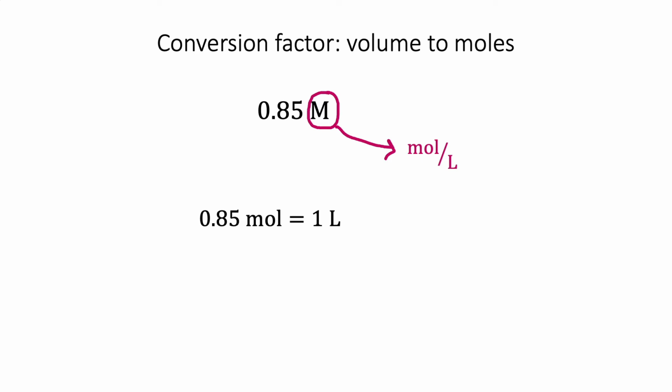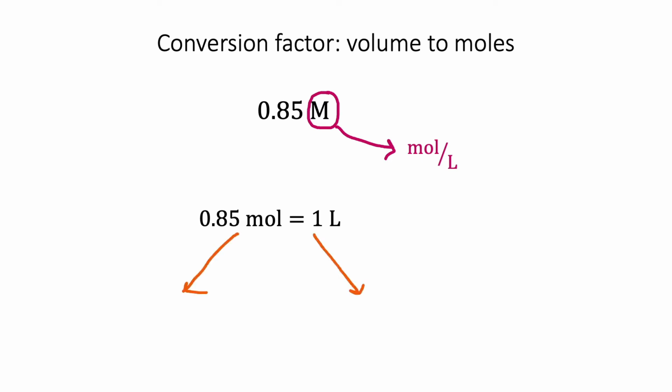What does this mean? It means that if you take a certain amount of solution that you know contains 0.85 moles, that has to be 1 liter of solution in order to be 0.85 molar. But also, if you measure out exactly 1 liter, that liter of solution must contain 0.85 moles. So this is an equivalence. And so, of course, anytime you have an equivalence, you can use it as a conversion factor.